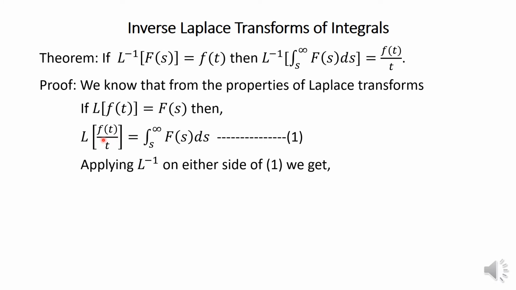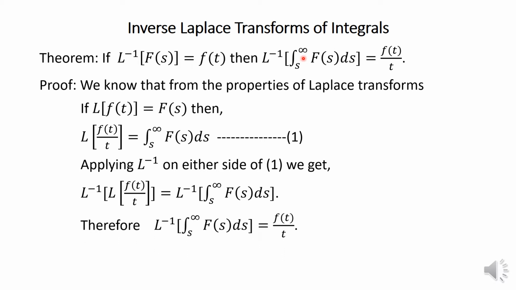Applying L inverse on either side of equation 1, we get L inverse of L of f(t) by t is equal to L inverse of integral s to infinity F(s) ds. So therefore, which proves the required result, that is L inverse of integral s to infinity F(s) ds is equal to, here L and L inverse are operators inverse to each other, therefore they get cancelled. We get f(t) by t, which is the required result of the given theorem, that is L inverse of integral s to infinity F(s) ds is equal to f(t) by t.